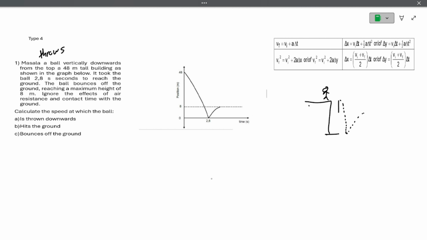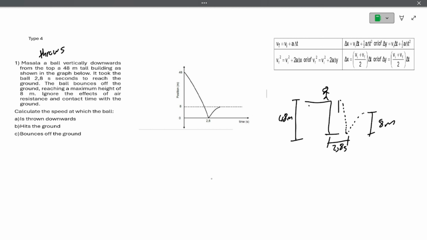They throw a ball, it bounces somewhere, and then it reaches a height of 8 meters after the bounce. They throw it from a building which is 48 meters above the ground. What else are we told? We are told the time it takes to reach the ground from when it is thrown, which is 2.8 seconds. So that's what we know so far. Other things we have to calculate.